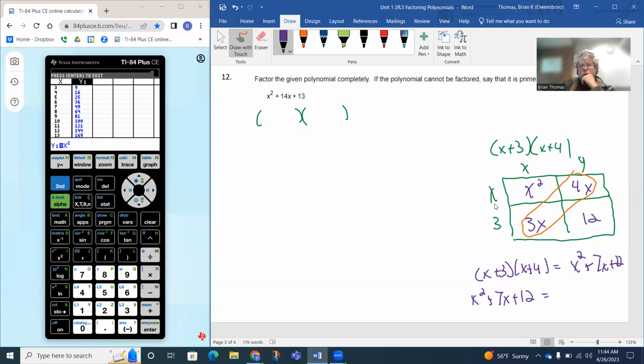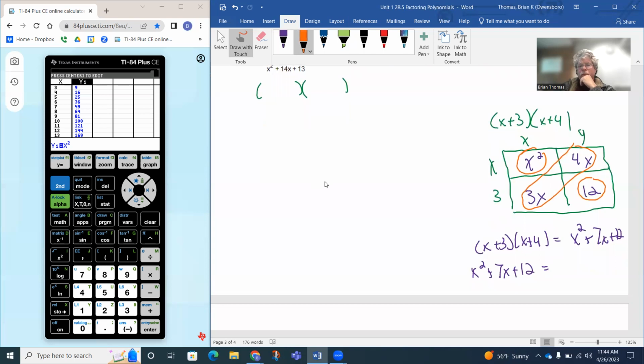So things to note in the box: the quadratic term, or the x squared term, notice how it's in the top left. This 12 is in the bottom right. Now notice the 7x is actually broken apart. It's going to be a 4x and a 3x. But notice that this 4 and 3 are actually factors of this 12.